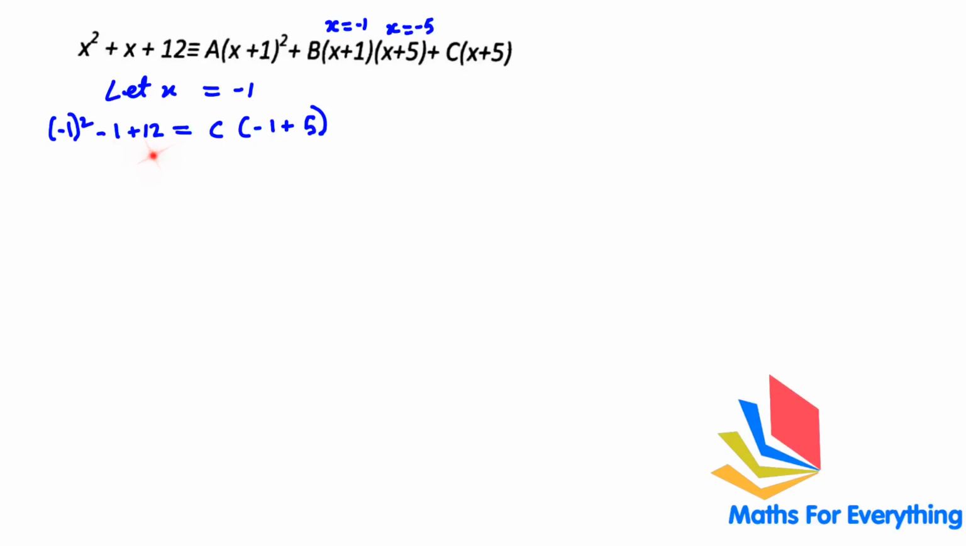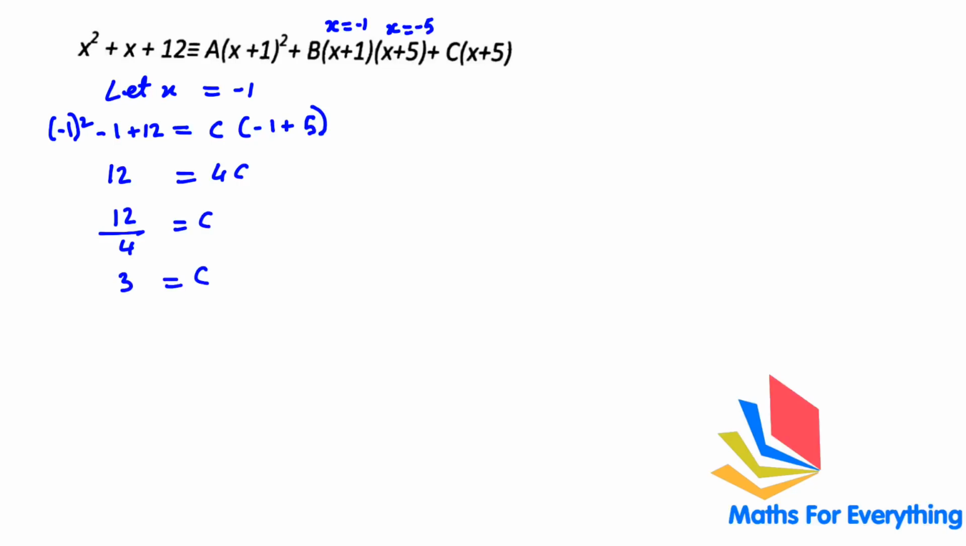Put this in the calculator and remember to put it in a bracket. You will get 12 is equal to 4C. This is a multiply. When you bring it to the other side, it will be a divide. So 12 divided by 4 is C. That is 3 is equal to C.